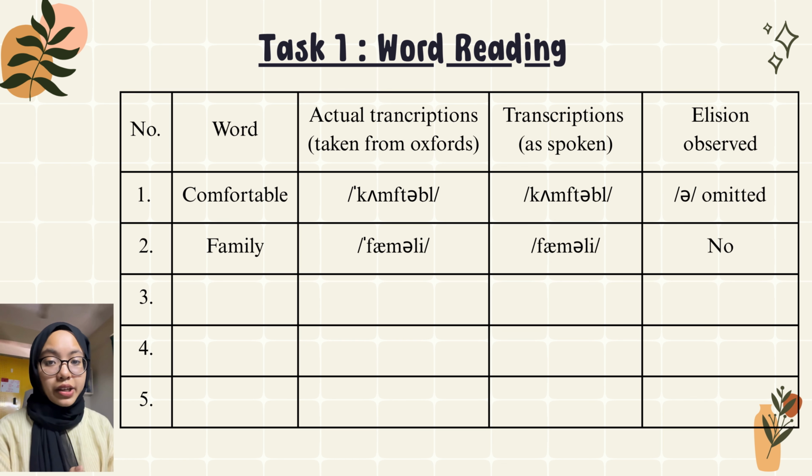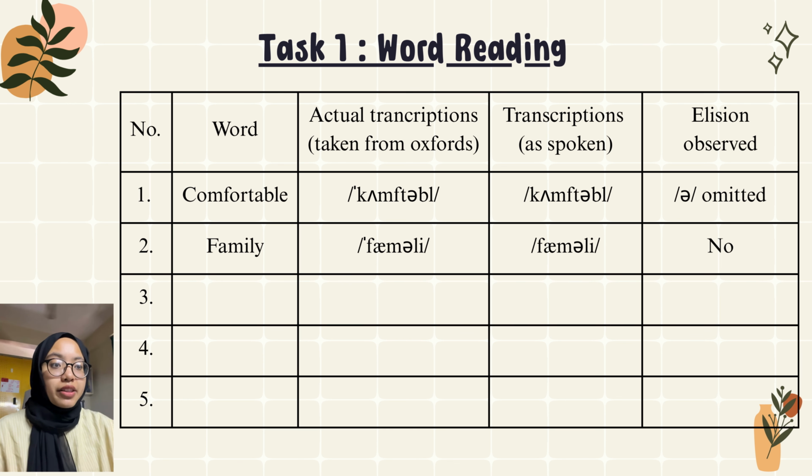Alright, the second word is family. Let's listen to the recording. The standard pronunciation is family, and the participant also pronounced it as family without any elision. No sounds were omitted. The speaker maintained all 3 syllables. The schwa sound in the second syllable was clearly articulated, which shows careful and clear pronunciation.